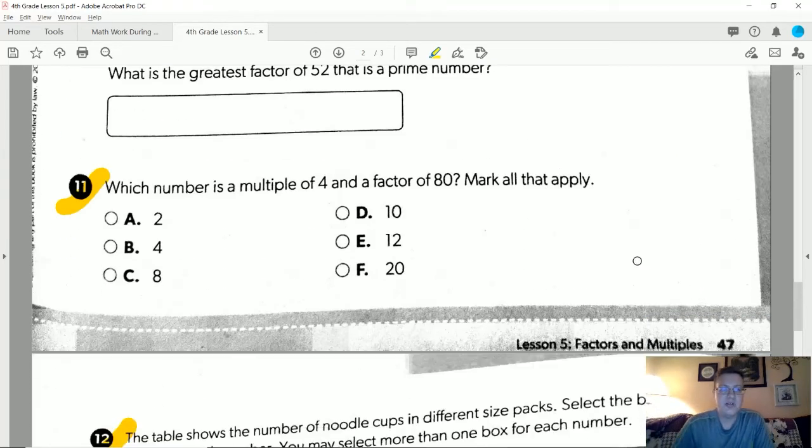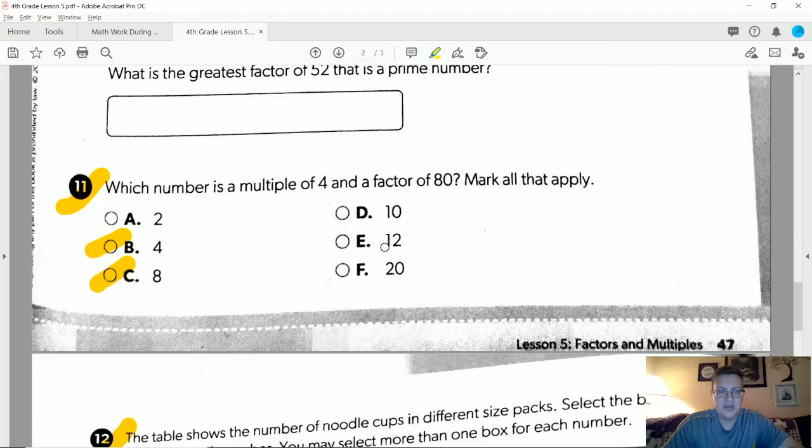Number 11, which number is a multiple of 4 and a factor of 80? So this one, letter A is a factor of 80, but it's not a multiple of 4. Letter B is a multiple of 4. It's the first multiple of 4. And I can count by 4 to get to 80, so that one's going to work. Letter C is a multiple of 4 and a factor of 80. Letter D is a factor of 80, but is not a multiple of 4.